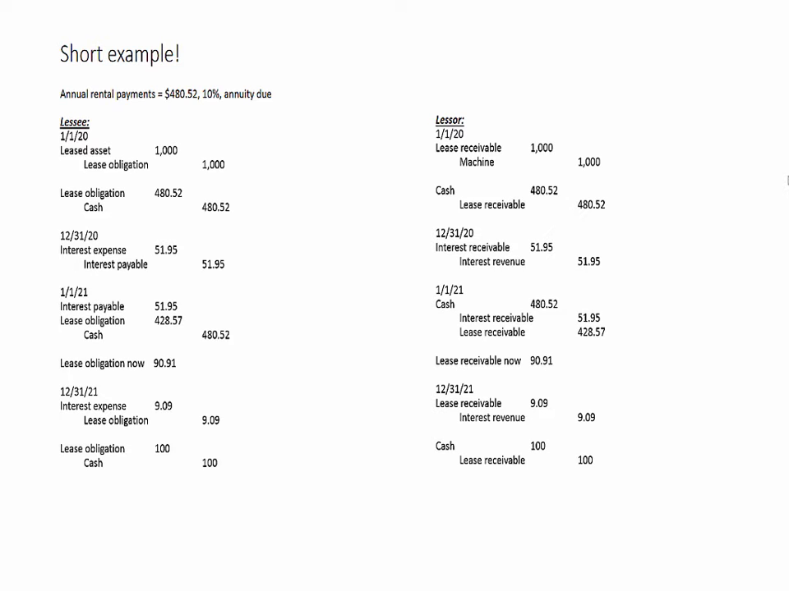Now, at the end of the year, the lessee could just as easily credit interest payable. That would just make the entry for paying the $100 a little bit more involved. Likewise, the lessor at 12/31, they could debit interest receivable. That would just make the receipt of the cash a few minutes later a little bit more involved as far as the accounting is concerned.